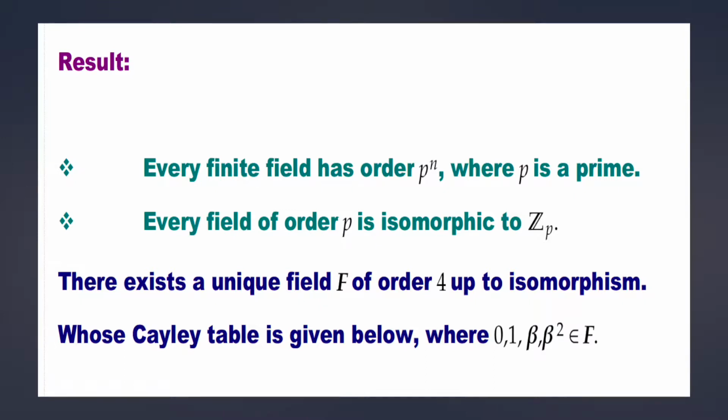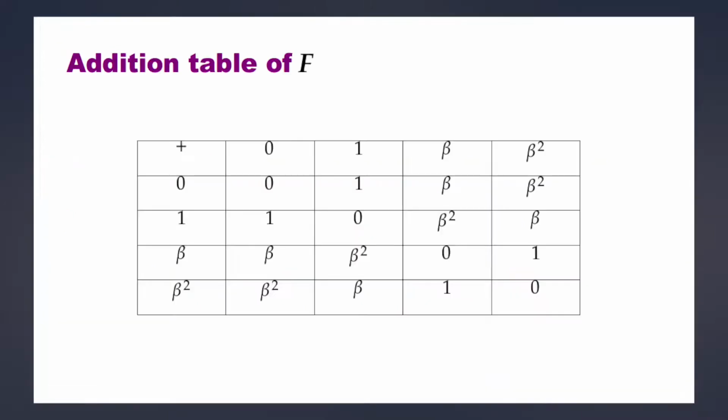Let us see the Cayley table for the unique field F of order 4 up to isomorphism. So, the elements are 0, 1, beta, beta squared, and all these elements are in F. Let us first see the addition table of F. So, on the left column we place all the elements 0, 1, beta, beta squared, and row wise we are putting 0, 1, beta, beta squared. We have already studied how to do the Cayley table. Now, 0 plus 0 is 0, 0 plus 1 is 1 and so on.